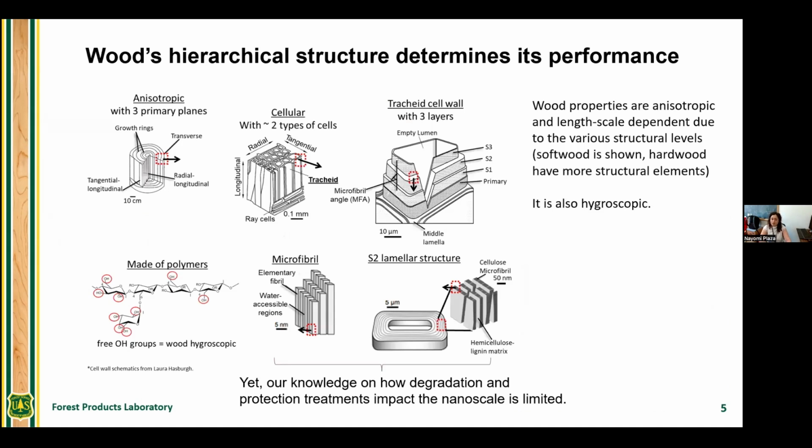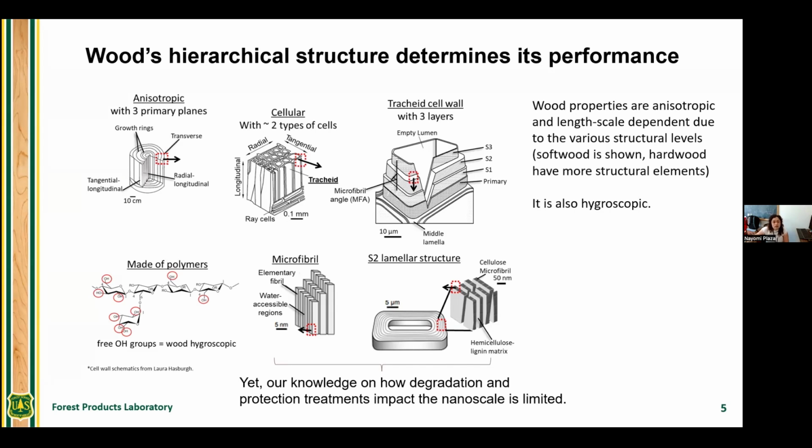So why are we interested in this? Wood is a very interesting complex material that has many levels of structure, and here I have a schematic showing the different levels of structure for wood, ranging from it being anisotropic with 3 primary planes, and also being a cellular material with 2 types of cells.